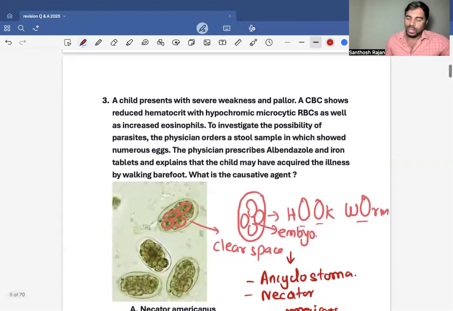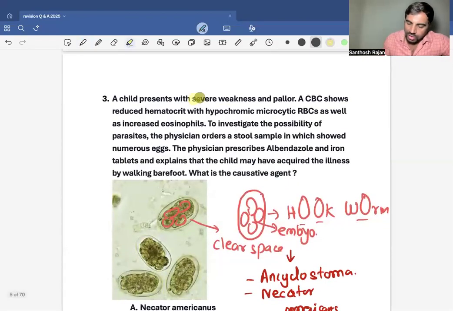So here they told that the patient is having severe weakness and pallor. Okay, looks like anemia, my first guess. And then reduced hematocrit and hypochromic microcytic RBC. That is more than enough to say that it is anemia, iron deficiency anemia, with increased eosinophils, which is common for all parasites.